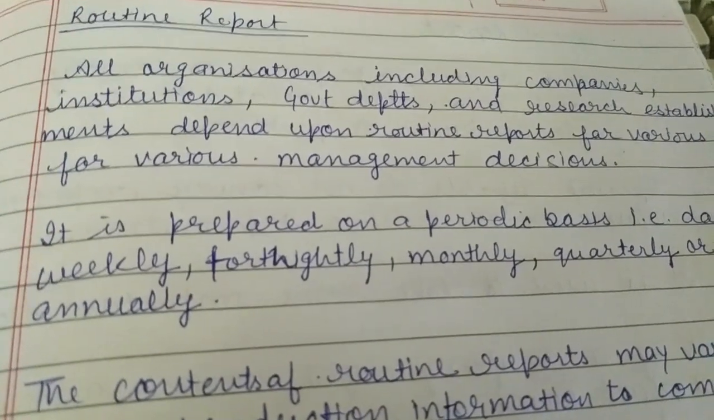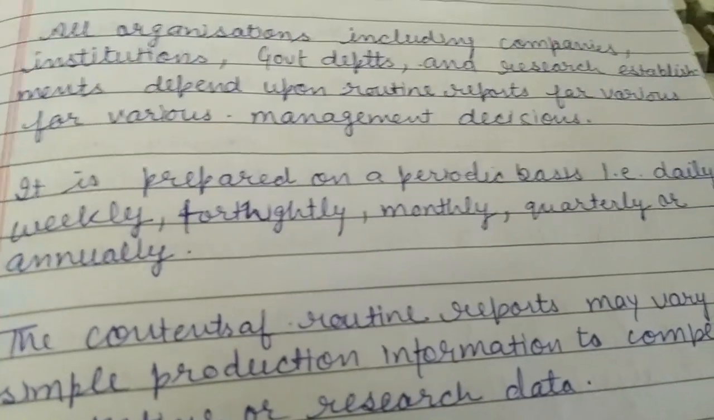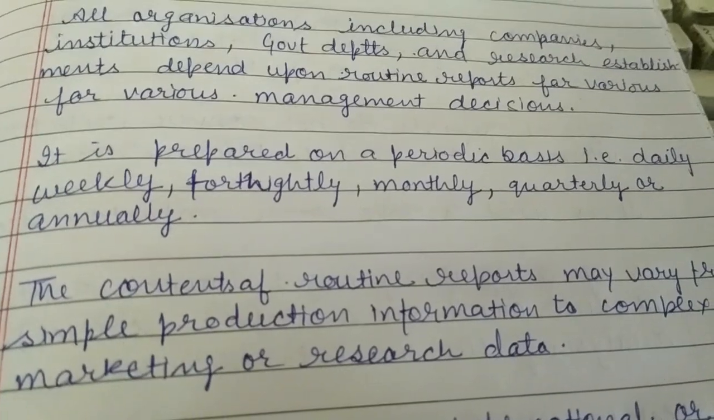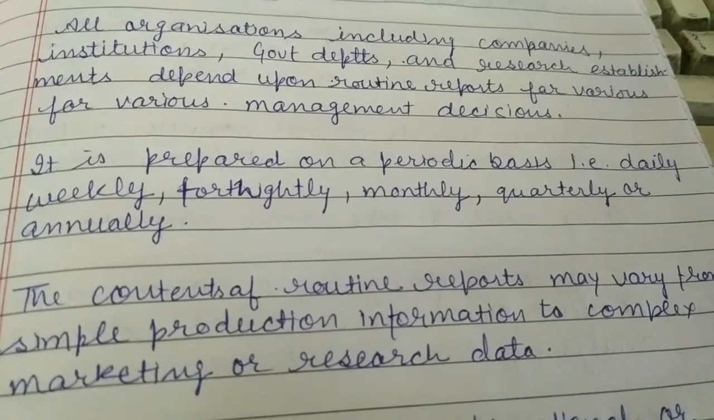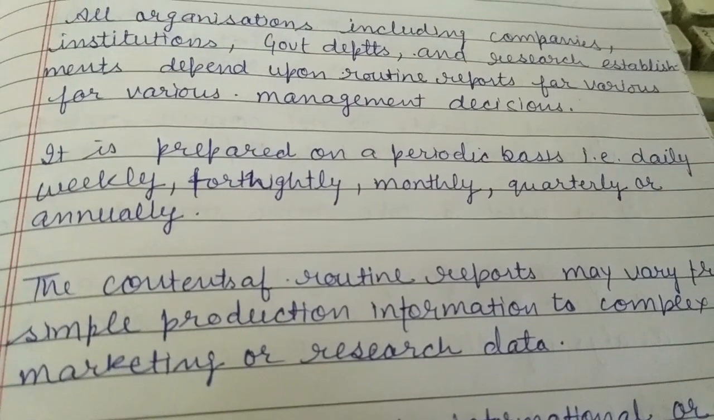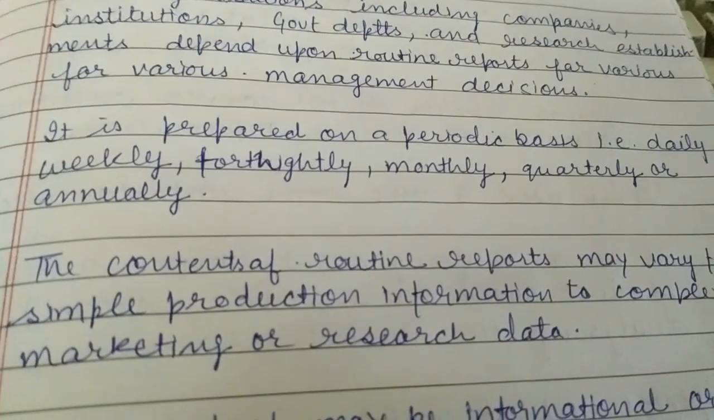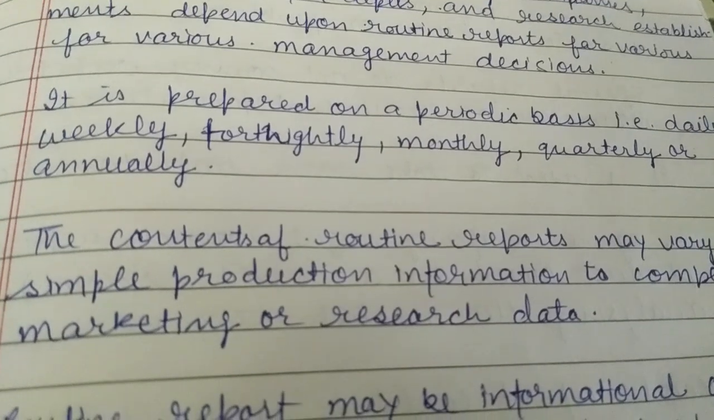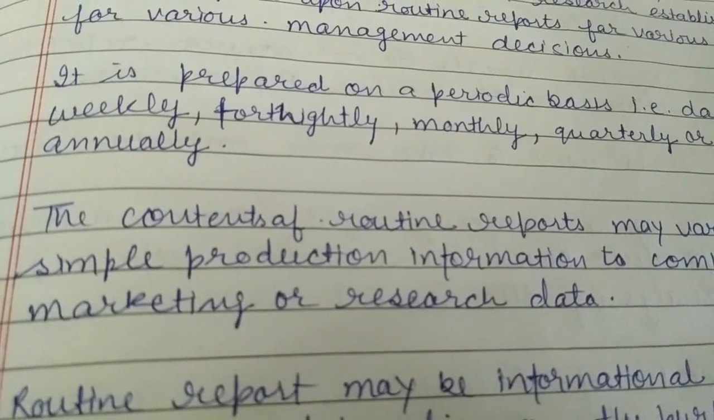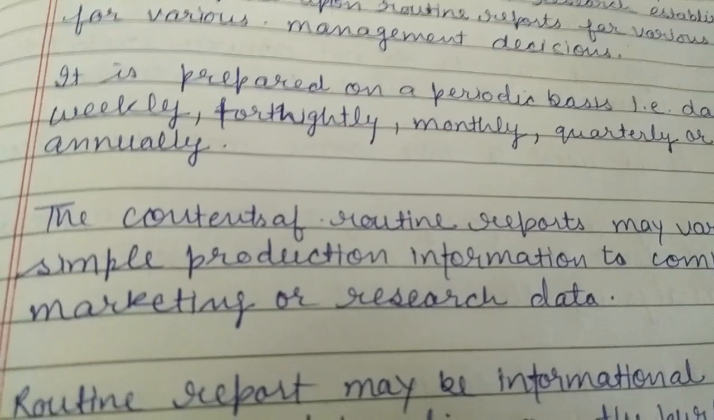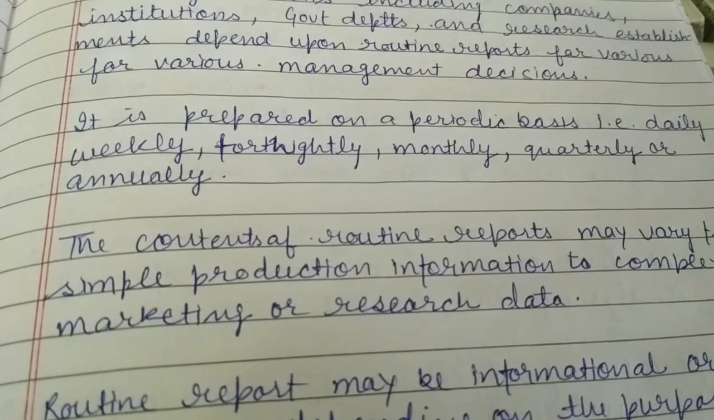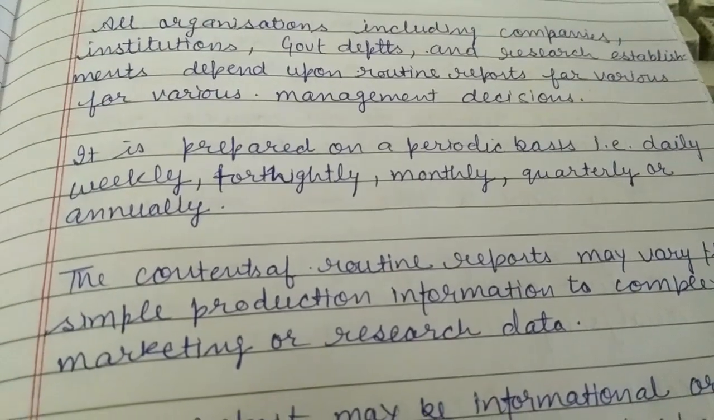So this comes under routine report. It is prepared on a periodic basis. It means daily, weekly, fortnightly, monthly, quarterly or annually. So an annual report we generally see a school present annually at the time of the annual function. How many merits were there in the last session of the students, and what was actually the particular record of the school. So they discuss all the information there on the annual day. So this comes under routine report.